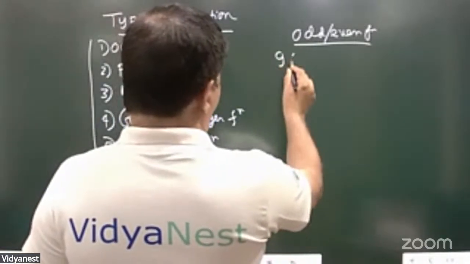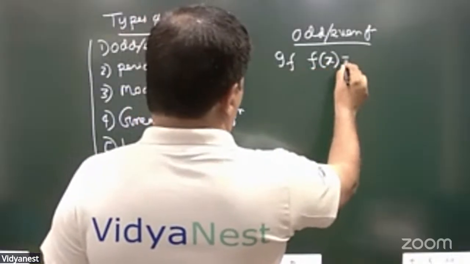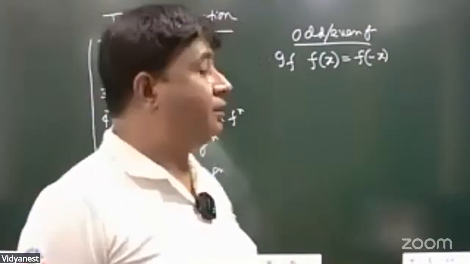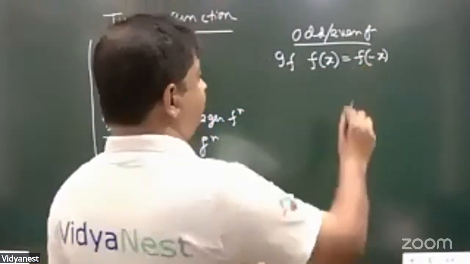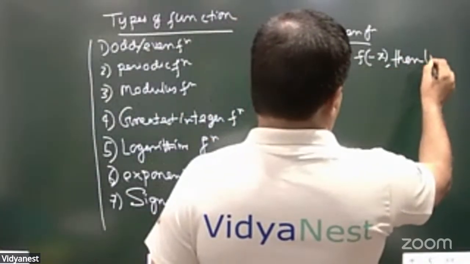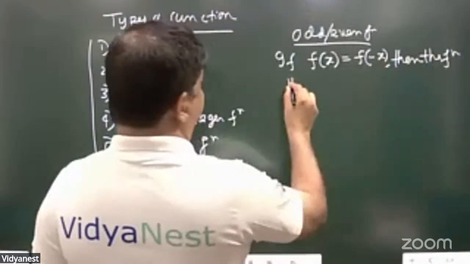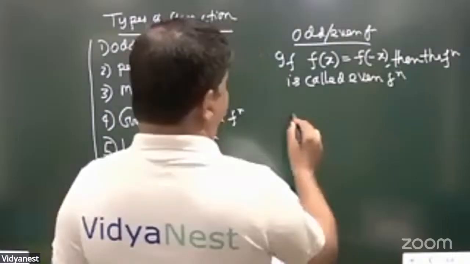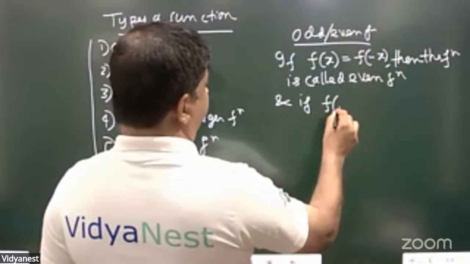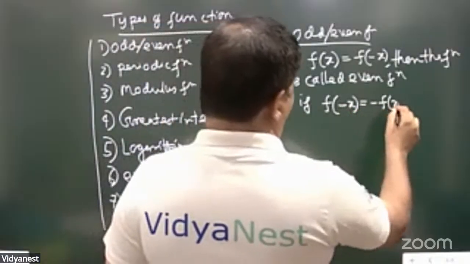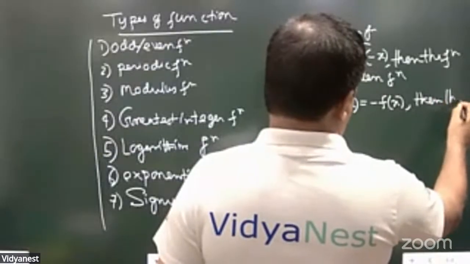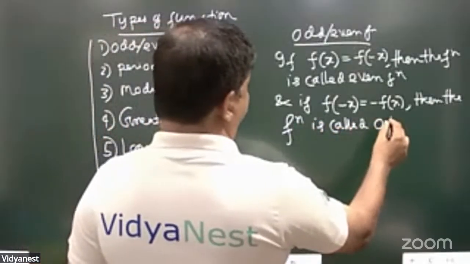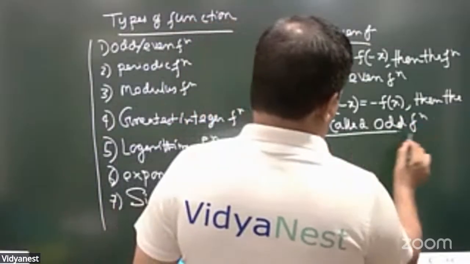See, if f(x) is equal to f(−x), that means in x, if the minus is absorbed, it is an even function. And if f(−x) is equal to −f(x), it is an odd function.